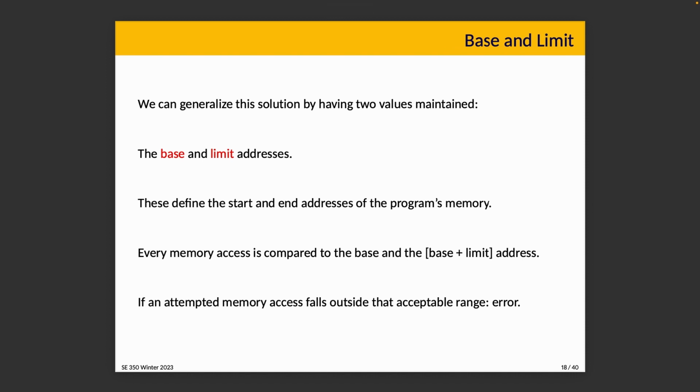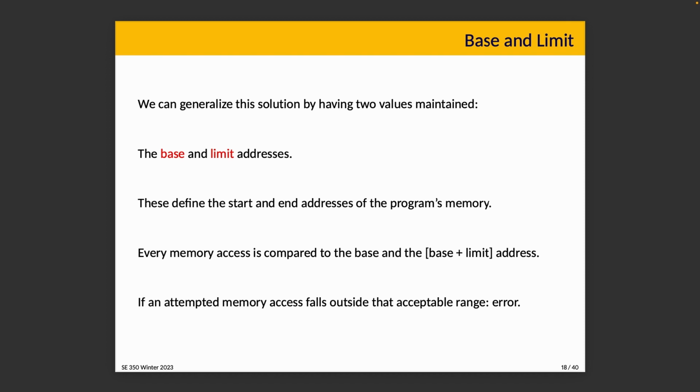And if we generalize that solution, we end up with two concepts, the base and limit addresses. They define the start and the end of the program's memory, and every access is limited to somewhere between base and base plus limit address. And it's easy to check what happens if we try to access something outside that area. It's easy to evaluate: is it less than base? Is it greater than base plus limit? If either of those is true, it's an error, reject it, decide to terminate the program or send an error or something like that.